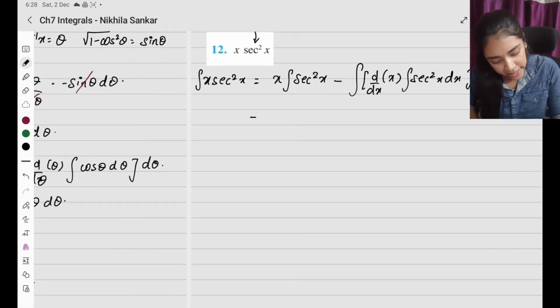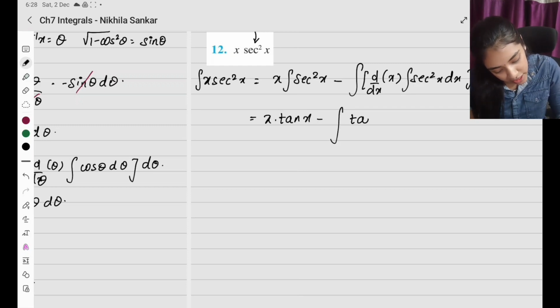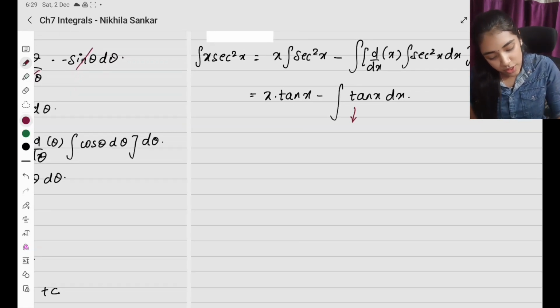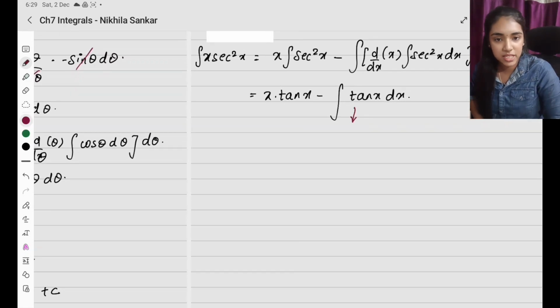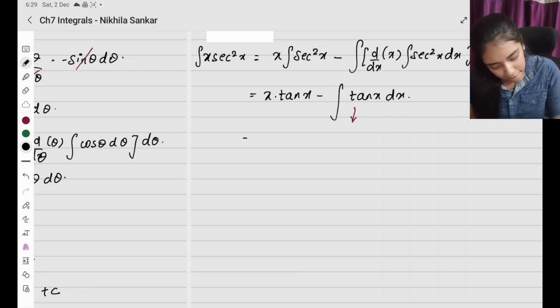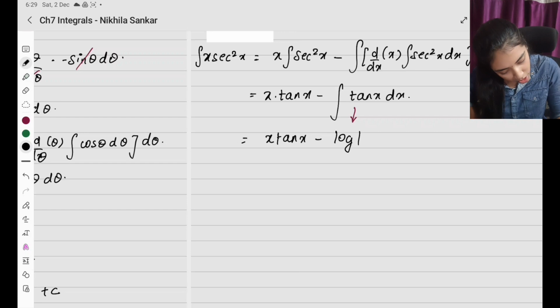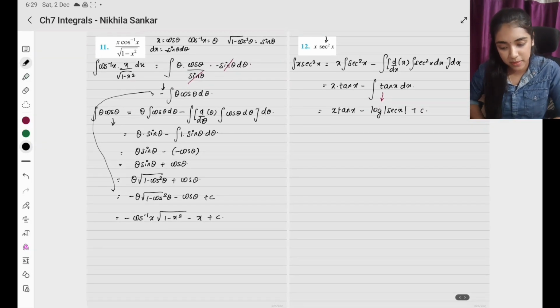Integration of secant squared is going to be tan. Simple. Minus the integration of d by dx of x, which is 1, times the integration of secant squared, which is tan x, times dx. So here we need to think. We have tan x times dx. The integral of tan x you also know, right? So this is going to be x tan x minus log mod secant x plus c. So this is my final answer. Okay, please copy.